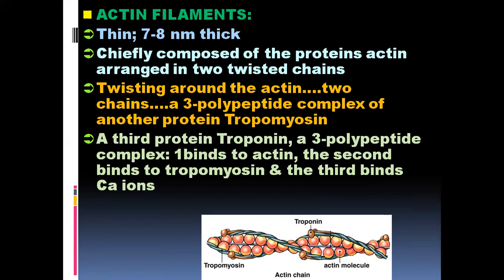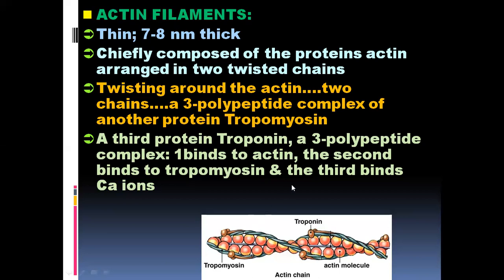The troponin has 3 types of protein complexes. One is TnI, which is inhibitory in nature, and it binds to the actin. The second one is TnT, which binds to the tropomyosin. And the third one, TnC, which helps to position it on top of the actin, binds to calcium during the process of contraction.